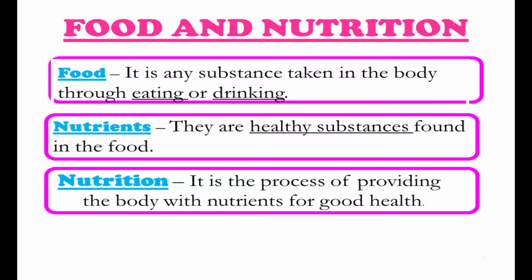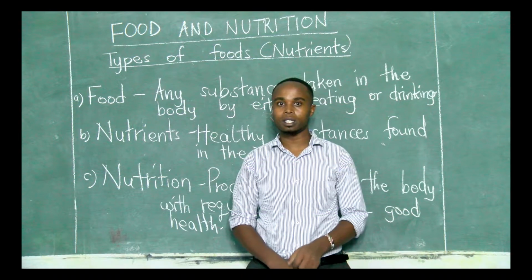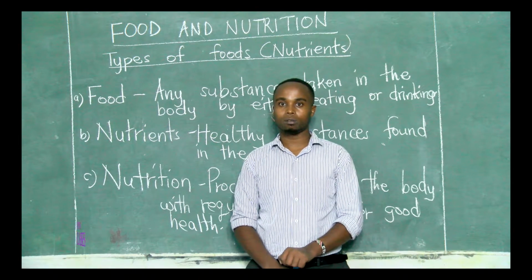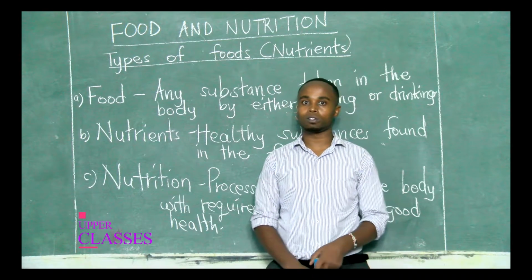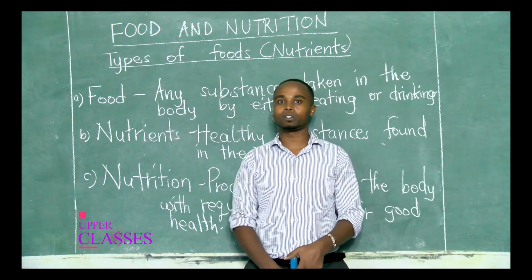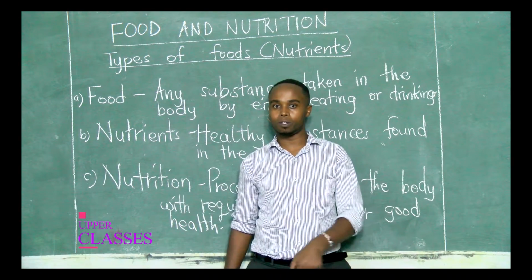So I hope you have understood the 3 words. That is food, then we have nutrients, then the last one is nutrition. So they are all related, and it is good to know their meaning. Those are possible questions when you come across exams. You can be asked to tell us what food is, what nutrients are, and what is nutrition. So make sure you write down the meaning of those 3 words. Good. So from here, I want us to look at the types of nutrients that are needed by our bodies.